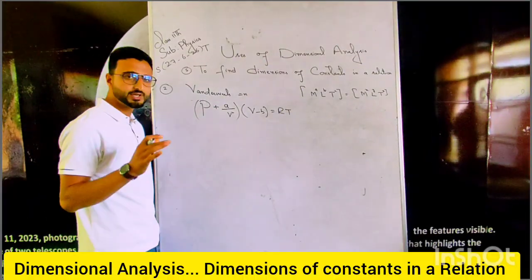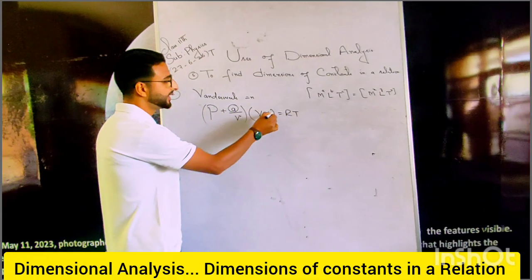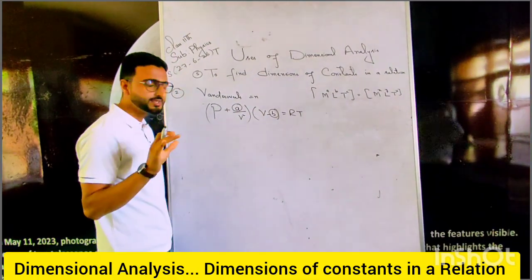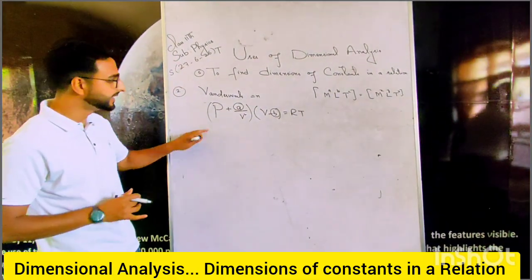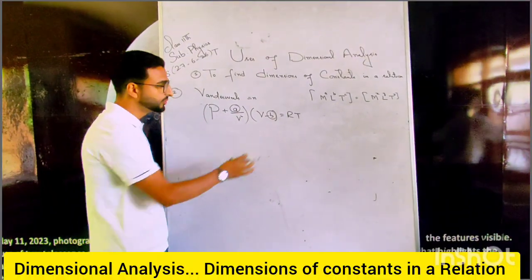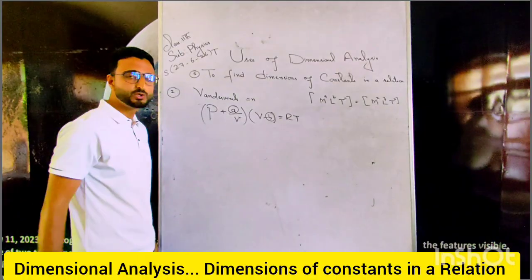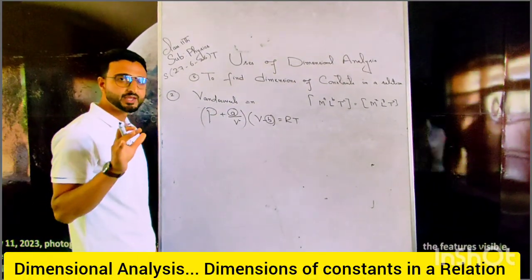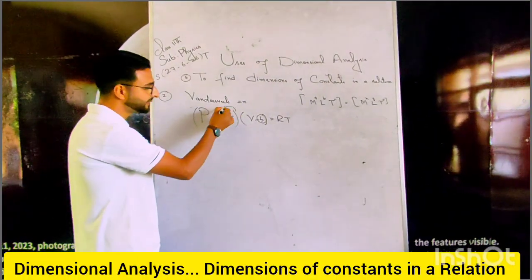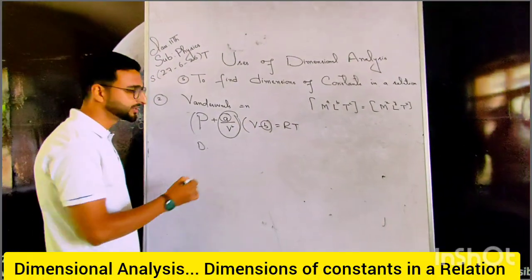Now the question is, we are supposed to find out the dimensional formula of A and B from the van der Waals relationship. Now as I said earlier, P represents pressure, V represents volume, R is the universal gas constant, and T is the absolute temperature. You are getting it? You are following the steps? Now let's try to find out the dimensional formula. First let me find out the dimensional formula of B.